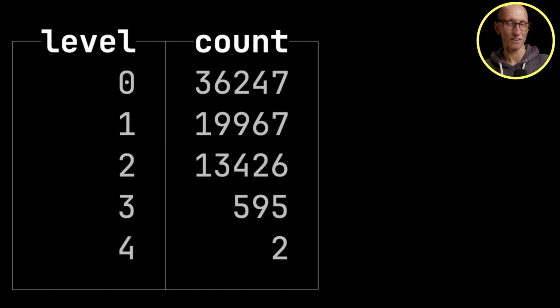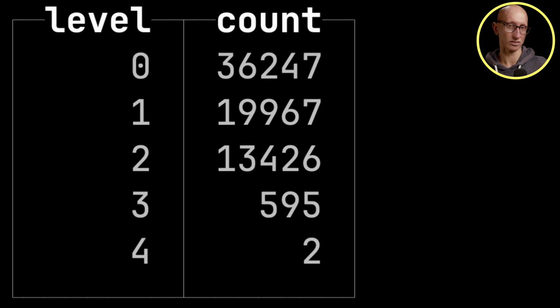And now this is the funnel. So we had 36,247 combinations of location and day. And then on 19,967 of those, we had overcast somewhere. On 13,000, we had overcast followed by partly sunny. On only 595, we had overcast followed by partly sunny, followed by heavy rain. And then overcast, partly sunny, heavy rain, warm was only on 2 occasions.